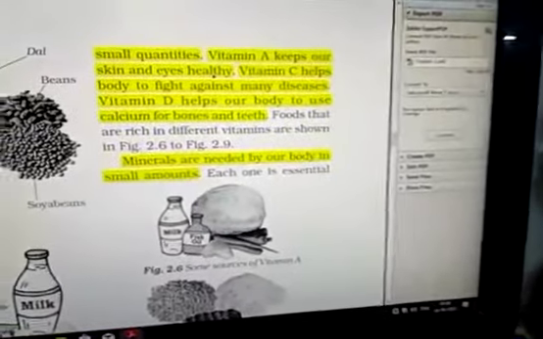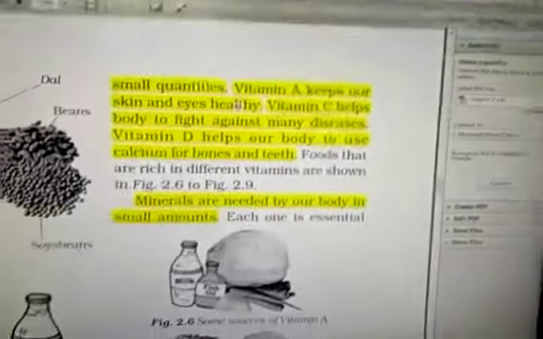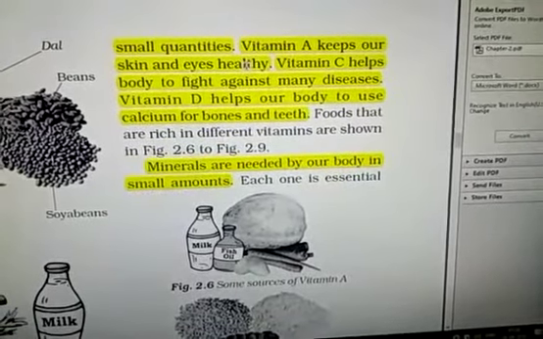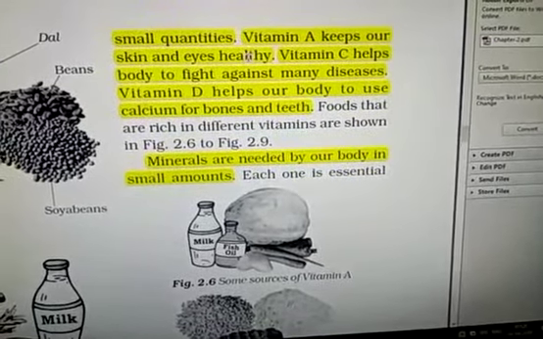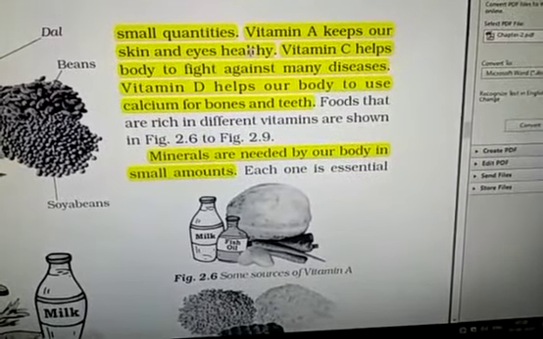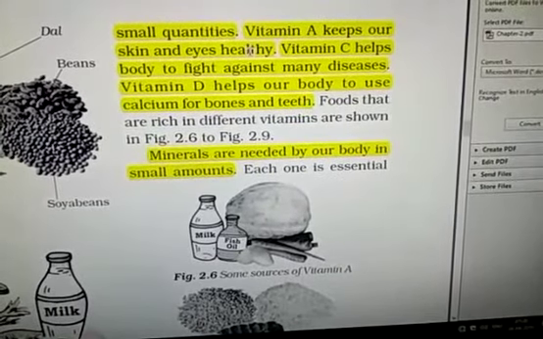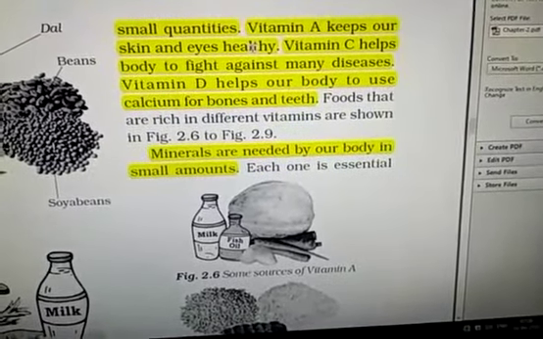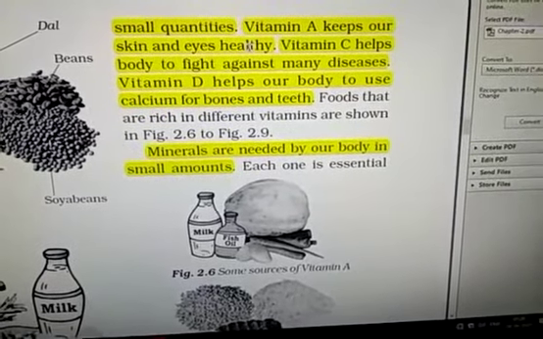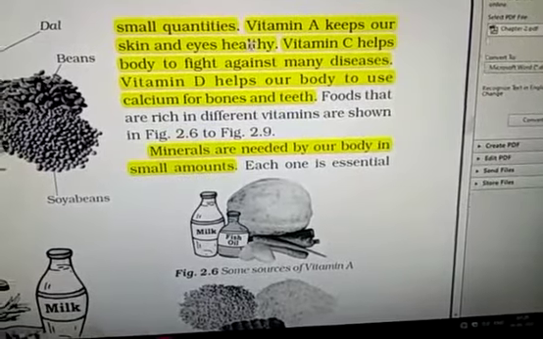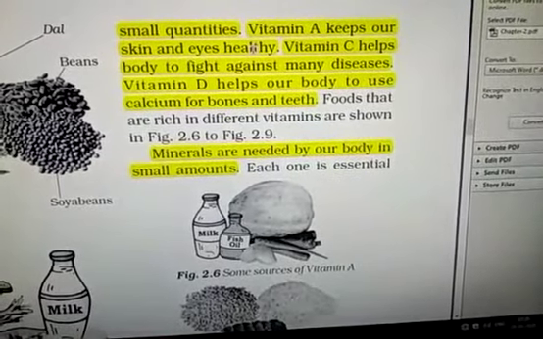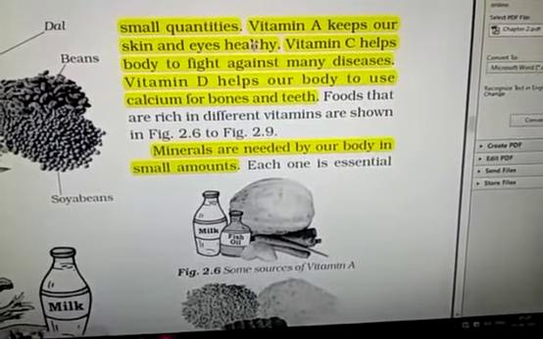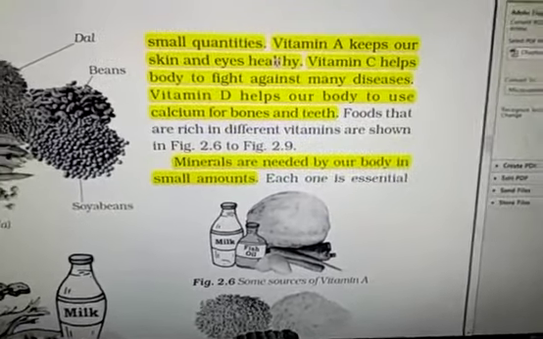Now vitamin A keeps our skin and eyes healthy. Vitamin C helps body to fight against many diseases. Vitamin D helps our body to use the calcium for the bones and teeth. Without vitamin D, our body can't absorb calcium, and calcium is very important for our bones and teeth. So vitamin D helps our body to use calcium for bones and teeth. Foods that are rich in different vitamins are shown in the figures.